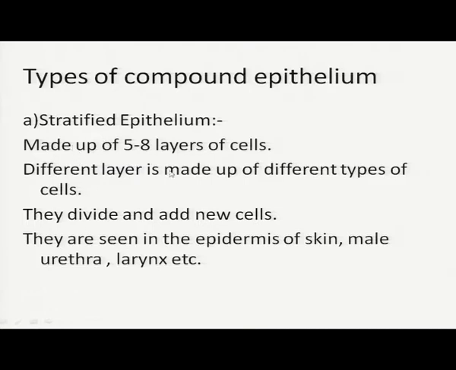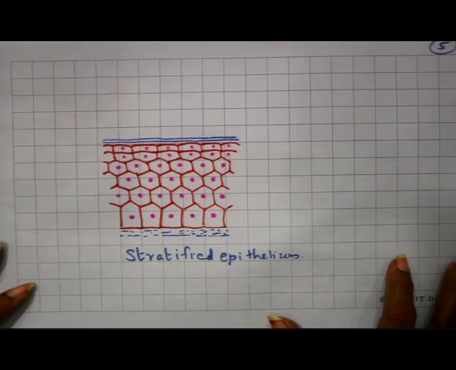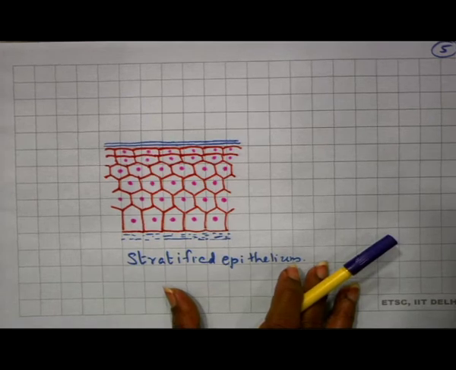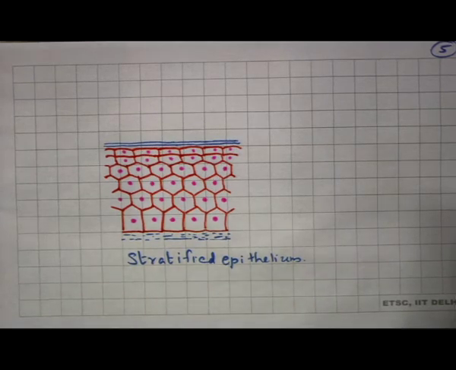Now coming to the types of compound epithelium. Stratified epithelium, the first category, is made up of 5 to 8 layers of cells. Here you can see the diagram of a stratified epithelium. Many layers are present here. 5 to 8 layers of cells are present in this stratified epithelium. Strata means layers, different layers are present.